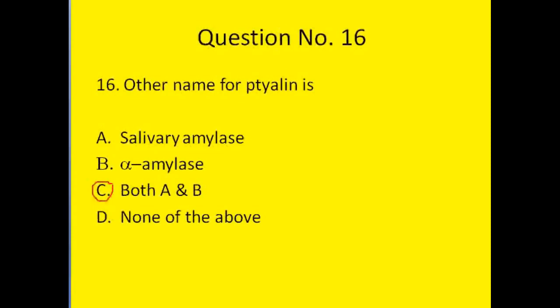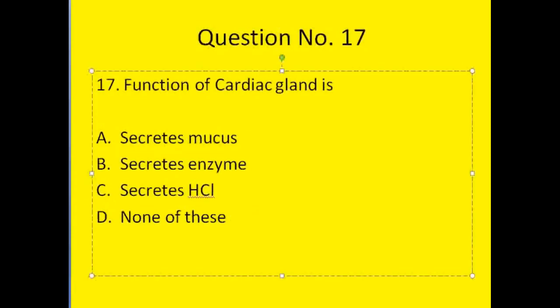So you have to think and then answer. Sometimes, on seeing ptyalin and salivary amylase, you may choose A, but alpha amylase is also another name for ptyalin. So you have to select option C, both A and B. You have to answer it this way. Is it clear? Question number 17. The function of the cardiac gland is: it secretes mucus, secretes enzymes, secretes HCl, or none of this. The correct answer is that it secretes mucus.